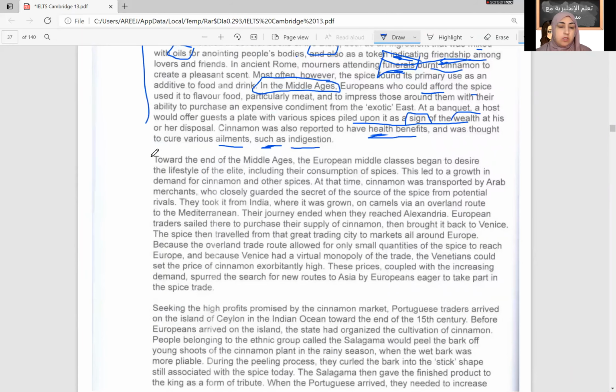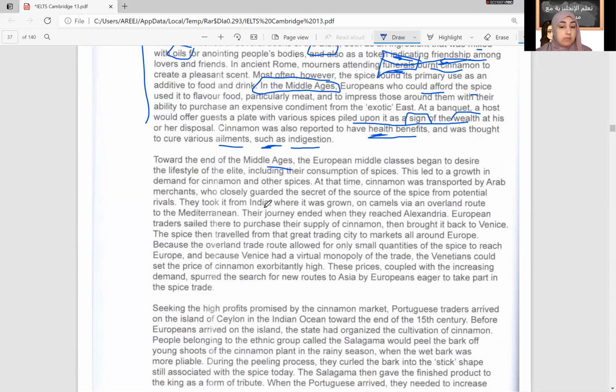Okay, we finished indigestion. Now, toward the end of the Middle Ages, we're still in the Middle Ages, the European middle classes began to desire the lifestyle of the elite, including their consumption of spices. So far, there are no places mentioned. This led to growth in demand of cinnamon and other spices. At that time, cinnamon was transported by Arab merchants who closely guarded the secrets of the source of the spice from potential rivals. So far, they didn't tell me where it was planted. I'm still looking. Of course, I'm reading quickly and silently with my eyes during the test.